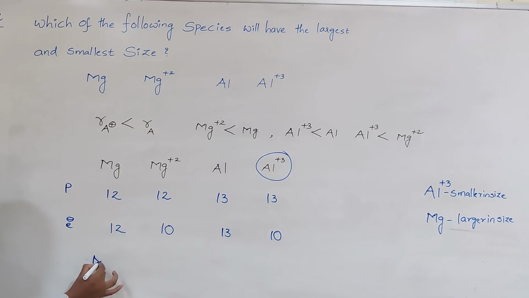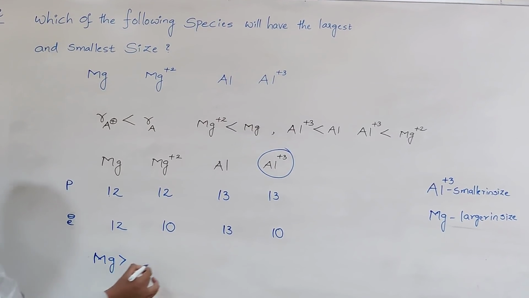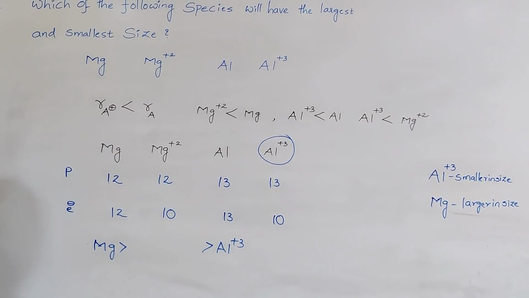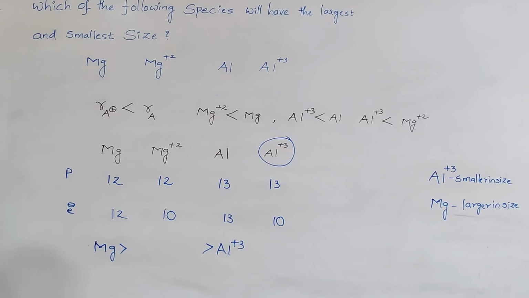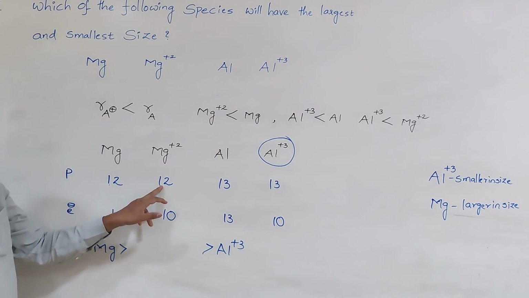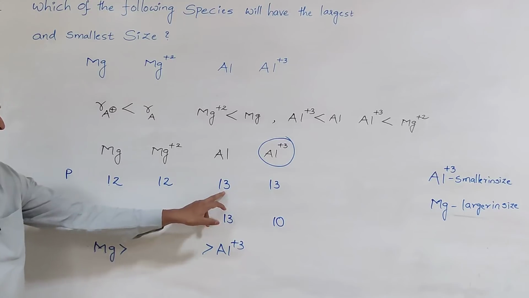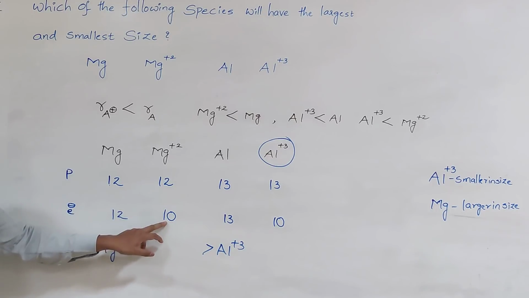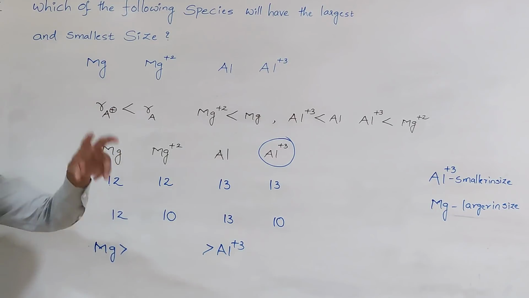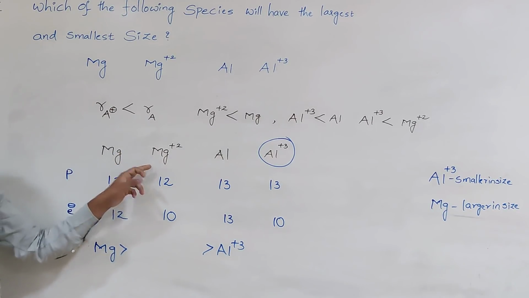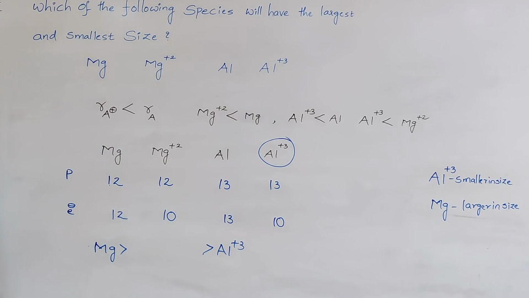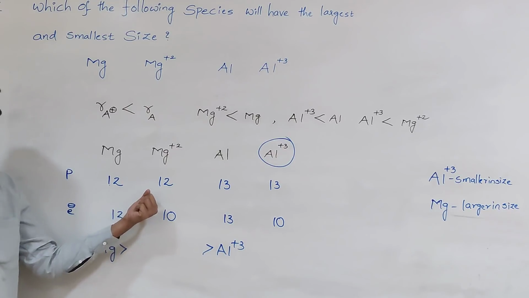So magnesium is greater than... Lastly, we are getting Al plus 3. Then the competition exists between aluminium and magnesium plus 2. Here the positive charge is 12, here 13, here the number of electrons is 10, here 13. Wherever the number of electrons is less, it definitely experiences more positive charge, so the attraction toward the nucleus increases. Consequently, the distance from the center of the nucleus to the outermost shell also decreases.